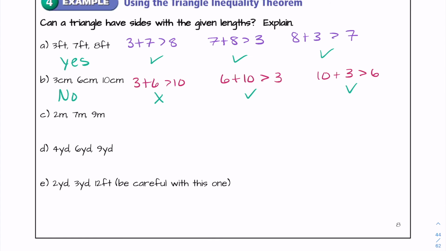All right, let's do another one. We have 2 plus 7 is greater than 9. We have 7 plus 9 is greater than 2. And then 9 plus 2 is greater than 7. What do we think? 11 is greater than 7. 16 is greater than 2. 9 is not greater than 9. 9 is equal to 9. So it cannot be equal. So the answer here is no.